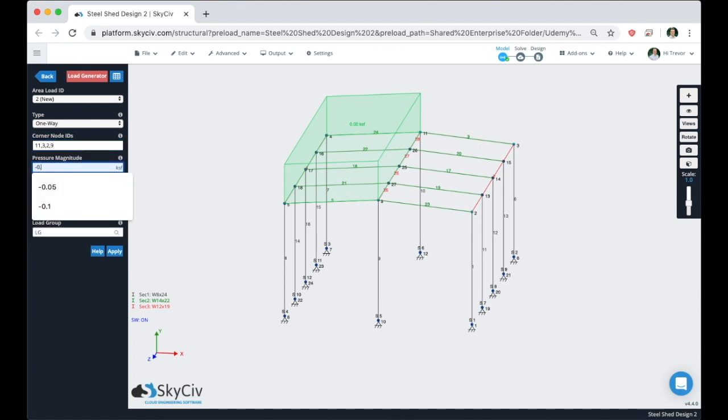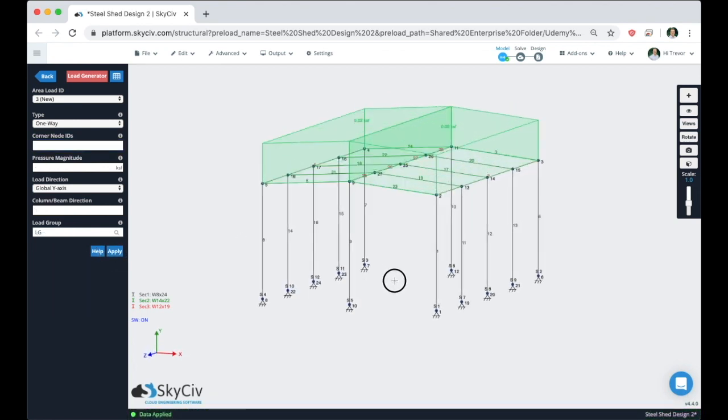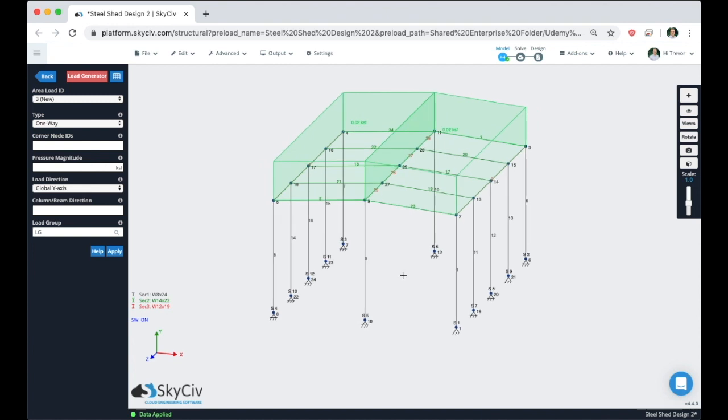Again, it's minus 0.02. And there's that column beam direction I was telling you about. And then we want to match the load group. We don't have to type this in, but I'm just going to for clarity. We can select it here. Again, hit apply. Now we have loaded up our roof with its dead load.